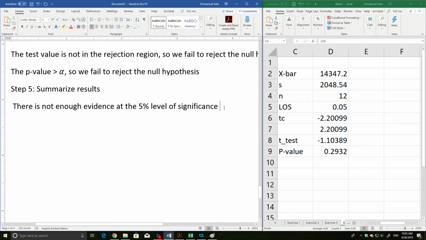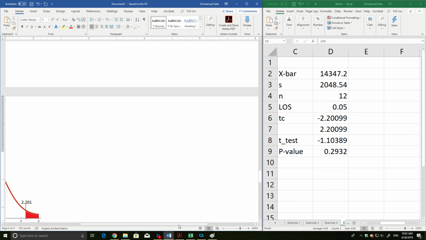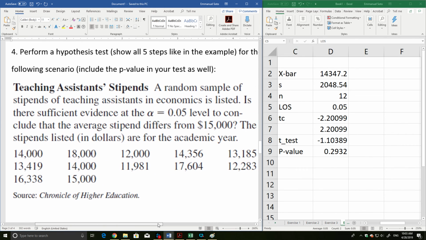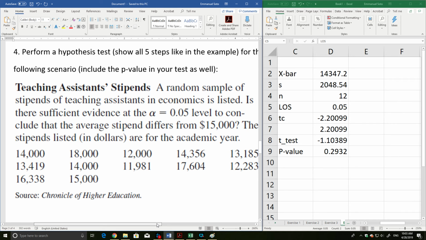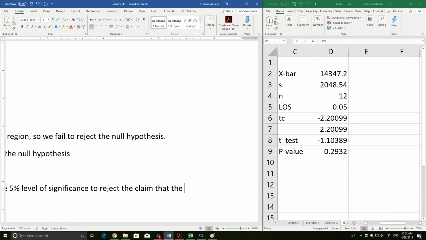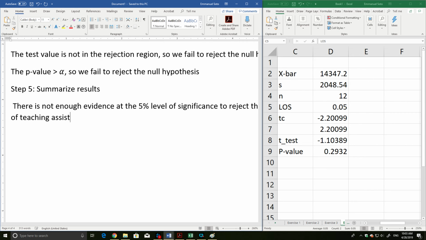So there is not enough evidence at the 5% level to reject the claim that, and then the claim goes back to the original claim of the problem, which is the stipend. So the claim was that the average stipend of teaching assistants in economics is $15,000. All right, and that's our summary of our results.